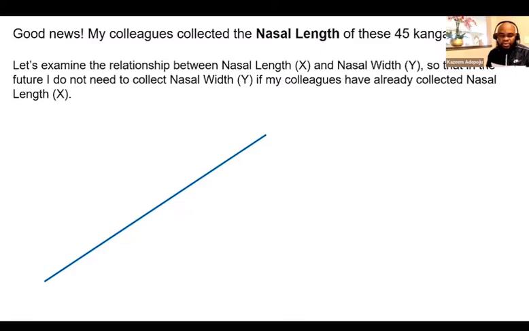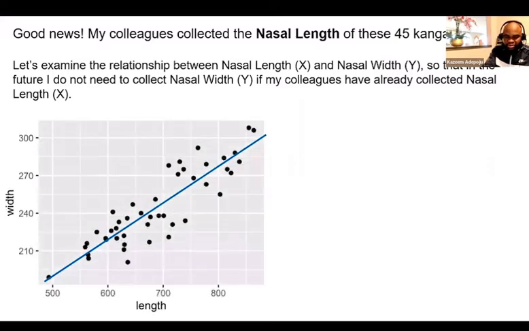And what do we want to see now? Since we collected NASA weight from 45 kangaroos, and from the same kangaroos we also collected the NASA length, then we basically want to see if there's a relationship between them, so that we can actually use information about the predictor to figure out the NASA weight. So take a look at that now.